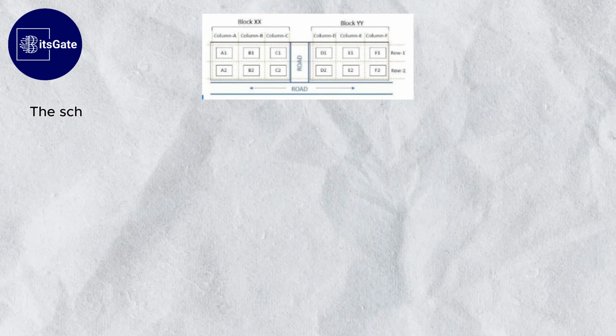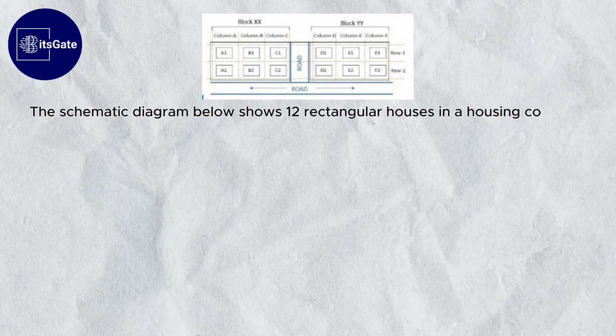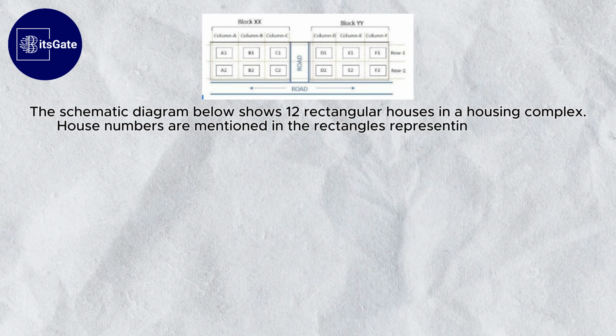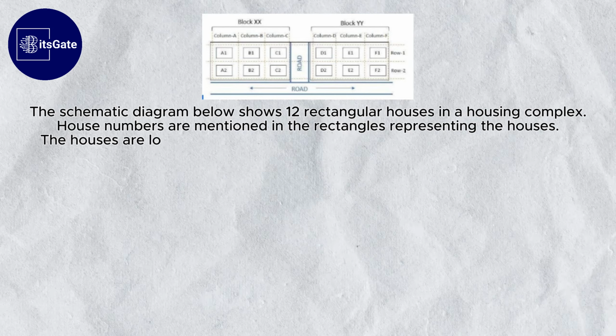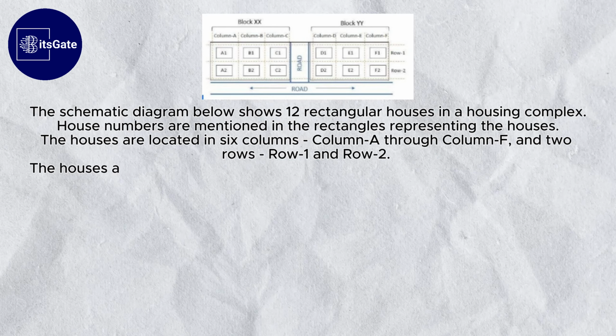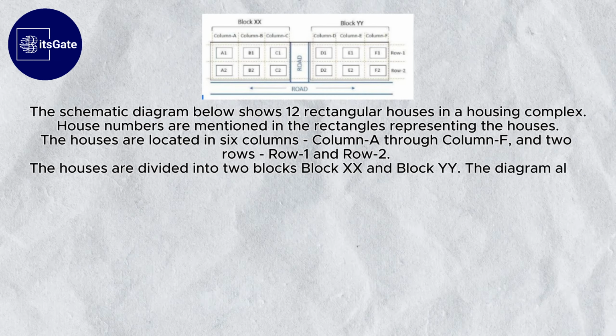The schematic diagram below shows 12 rectangular houses in a housing complex. House numbers are mentioned in the rectangles representing the houses. The houses are located in 6 columns, column A through column F, and 2 rows, row 1 and row 2. The houses are divided into 2 blocks, block XX and block YY.